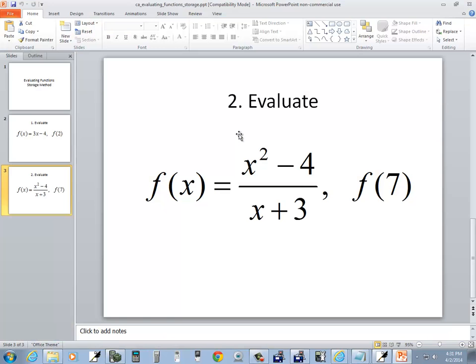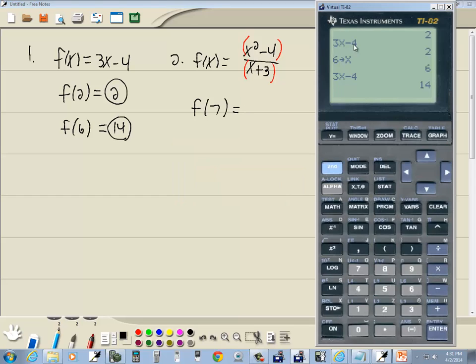First off, I can store 7 in x. So I can do 7, press my store, and then x, and then do enter. And that stores it in there. And then we want to type what that says. So we'll do a beginning parentheses, x key, x squared, minus 4, close parentheses, divided by, beginning parentheses, x plus 3, closing parentheses, and then press enter. Now we get 4.5, and that's what we got when we're using the table method.